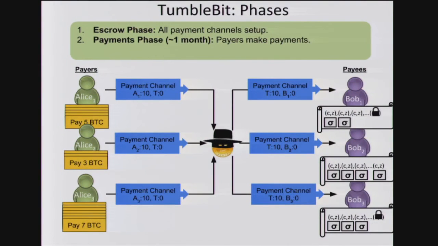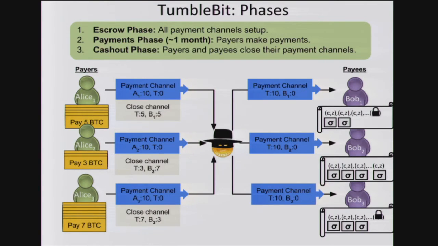And at the end of the payment phase, we have a cash out phase. Now, the cash out phase allows everyone to take their money out of these payment channels. So Alice 1 spent 5 Bitcoins, so the Tumbler gets 5, and the same for Alice 2 sends the Tumbler 3, and so on. Bob 1 got 2 signatures, so he can use the second signature to sign a transaction that gives him 2 Bitcoins. Bob 2 actually got 10 Bitcoins, so he can sign a transaction that gives him 10 Bitcoins, and so on.